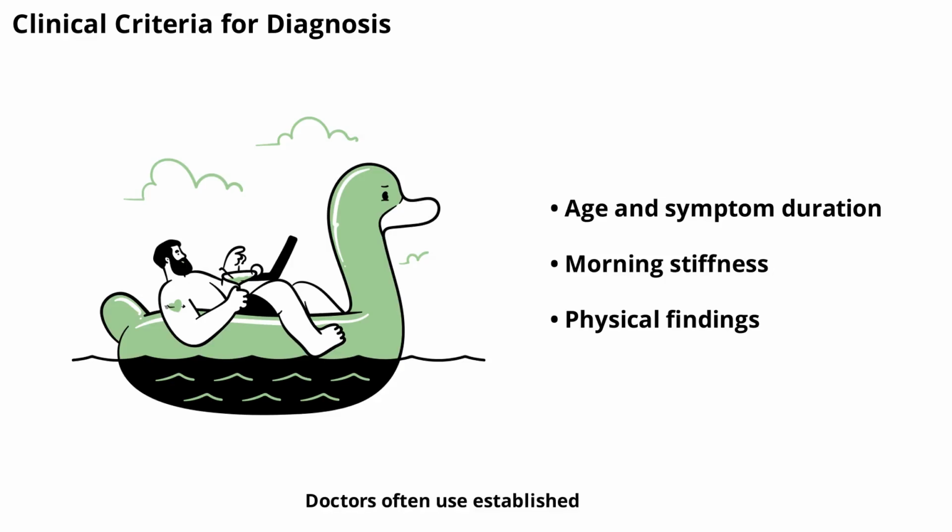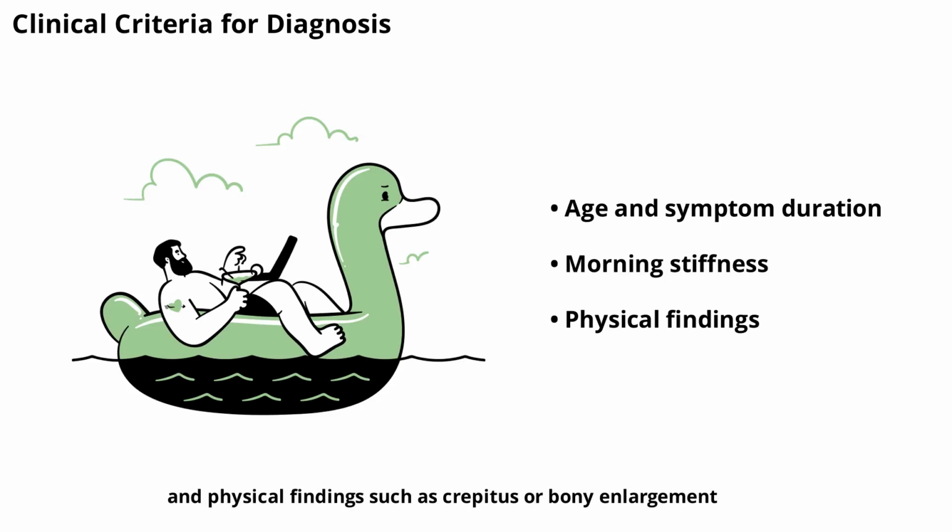Doctors often use established clinical criteria to diagnose osteoarthritis. These criteria include age over 45, persistent joint pain, morning stiffness lasting less than 30 minutes, and physical findings such as crepitus or bony enlargement. The combination of these features increases the likelihood of osteoarthritis and helps standardize the diagnostic process. Using clinical criteria ensures consistency and accuracy in diagnosis across different healthcare providers.